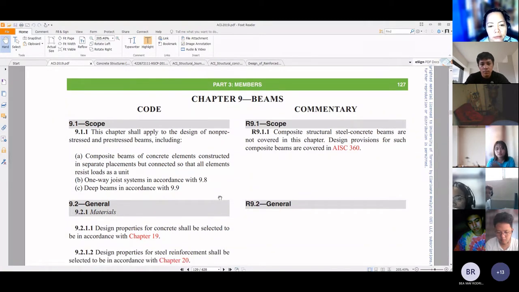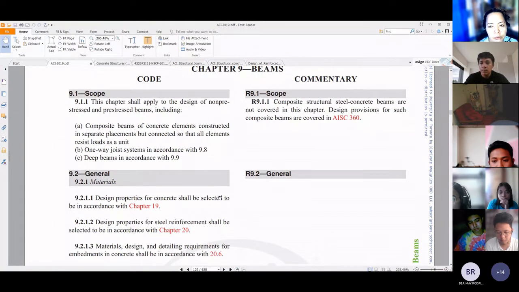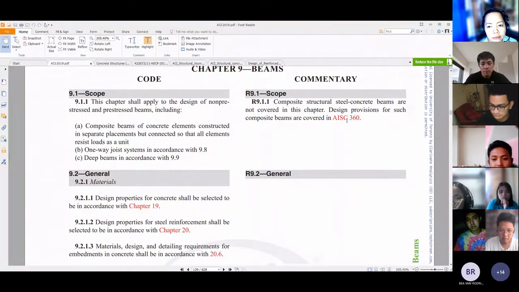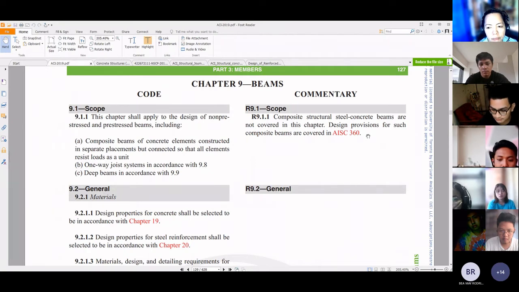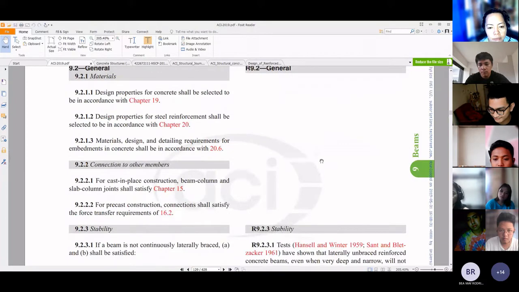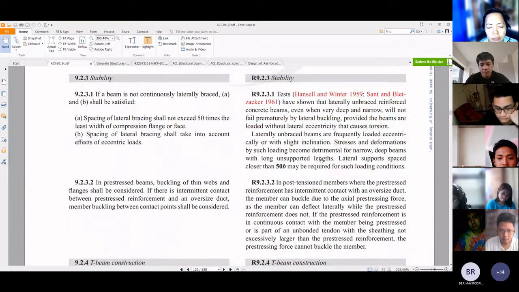So these are some contents of the ACI code, the American Concrete Institute, and there are several commentaries here with regards to AISC, or the American Institute of Steel Construction 360, simply because beams are designed for provisions of reinforcement. So we have different notes here. This is the difference between the NSCP and the ACI code.